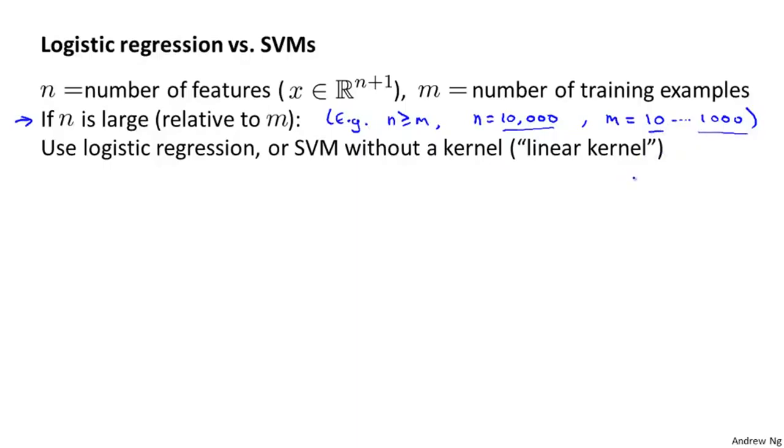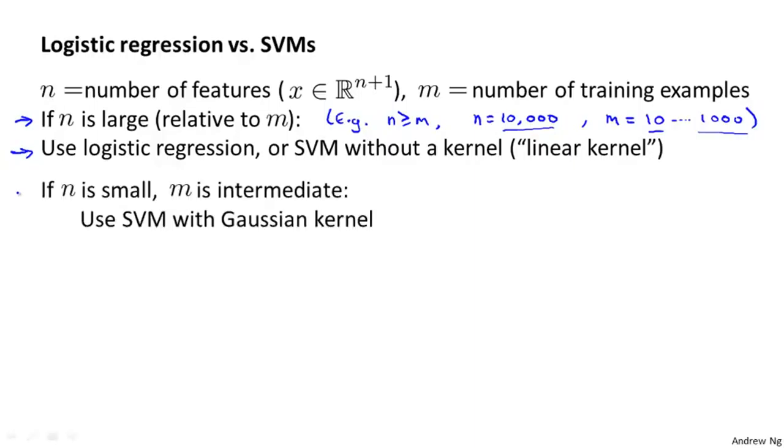So if n is large relative to m, then what I would usually do is use logistic regression or use an SVM without a kernel, that is, with a linear kernel. Because if you have so many features for the smaller training set, a linear function will probably do fine, and you don't have really enough data to fit a very complicated nonlinear function.